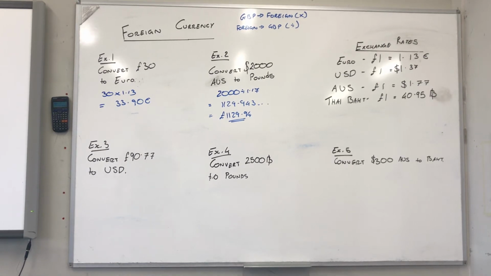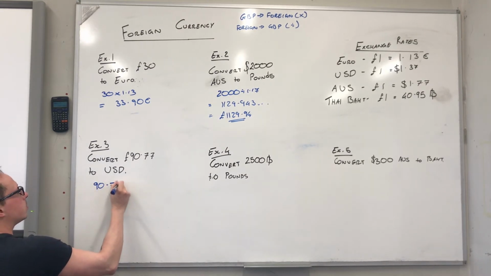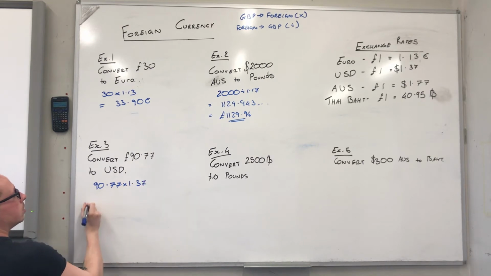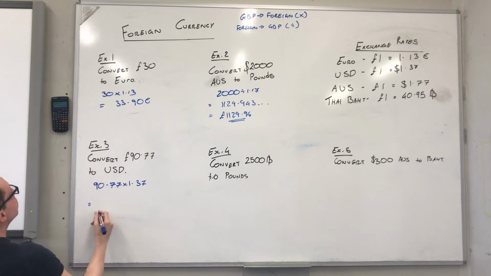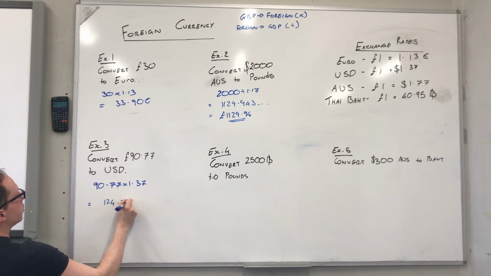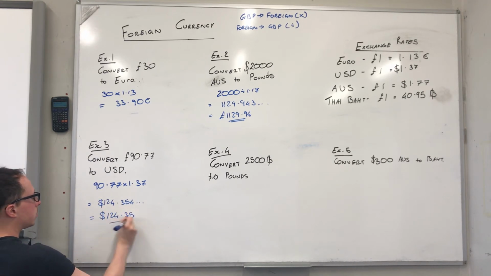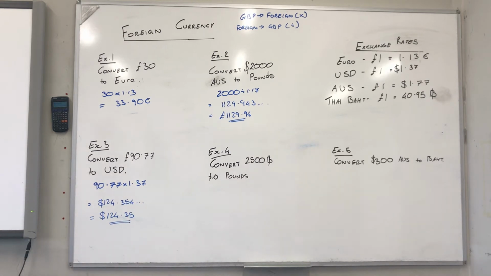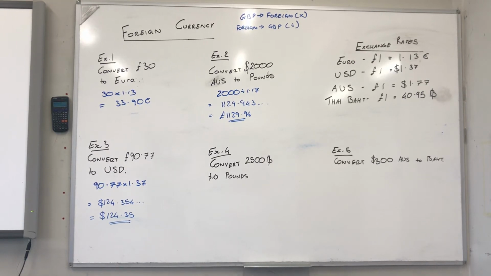Looking at example 3, I'm converting £90.77 to US dollars. So the US dollar rate is 1.37, so I'll multiply. So there we go. I got $124.354 with a long recurring decimal. So that rounds to $124.35.